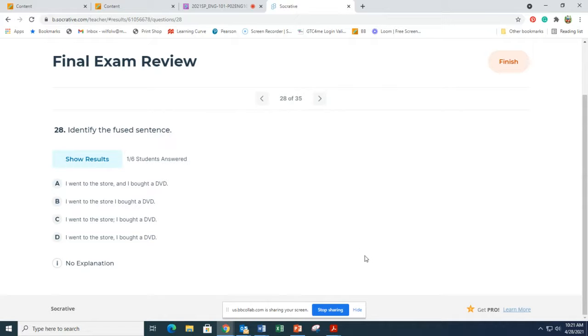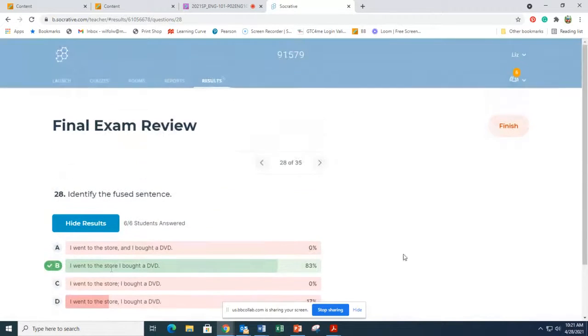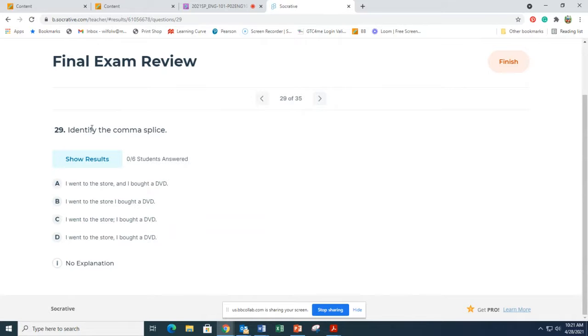So this is asking you to identify the fused sentence, also known as a run-on sentence. Which one is a run-on? Yeah, so this one's a run-on because we've got two independent clauses not separated by any punctuation. That's a run-on sentence. So now it's asking you to identify the comma splice.